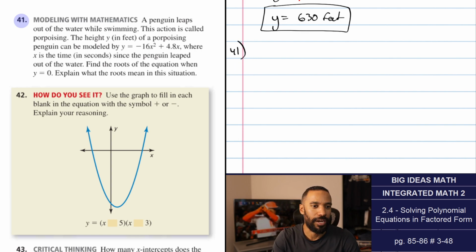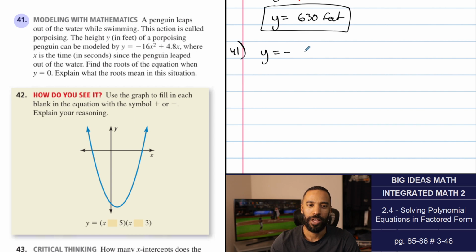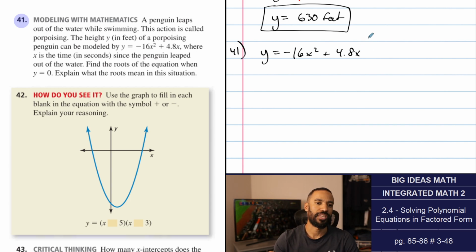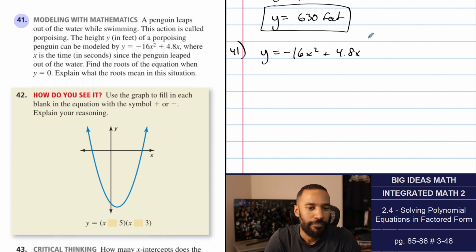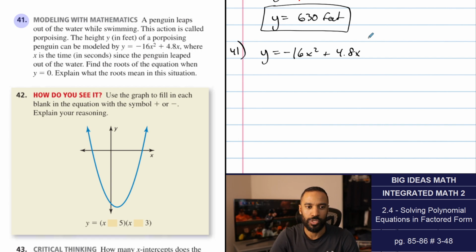Number 41. A penguin leaps out of the water while swimming. This action is called porpoising. The height, y, in feet of a porpoising penguin can be modeled by y equals negative 16x squared plus 4.8x, where x is the time in seconds since the penguin leaped out of the water. Find the roots of the equation when y equals 0. Explain what the roots mean in this situation.